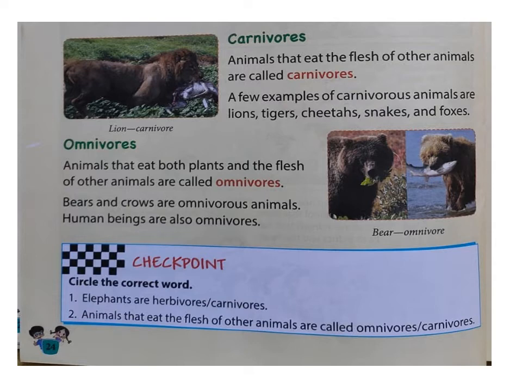Okay, here a check point is given. Circle the correct word. Elephants are herbivore or carnivore. We have to circle the correct answer. Animals that eat the flesh of other animals are called omnivore or carnivore. You can circle the correct answer. Thank you. Next.